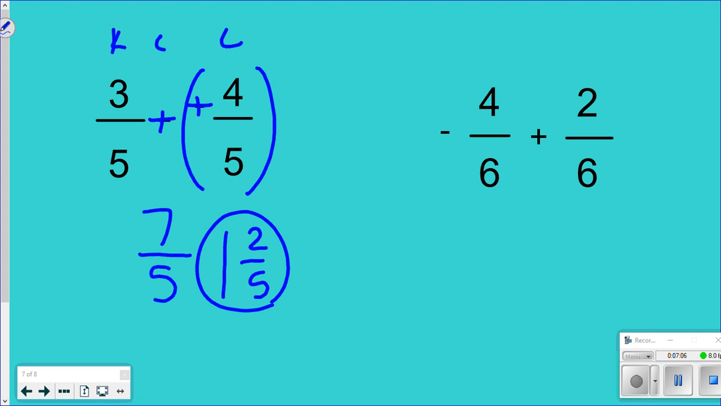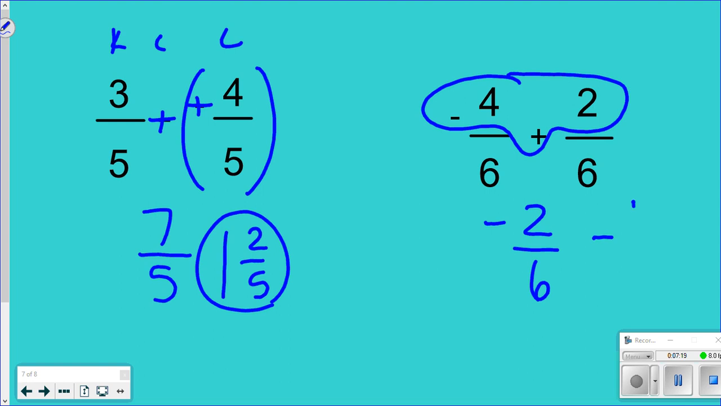This is not a keep, change, change because it doesn't have a subtraction in it. Remember, you have to have both things. So this one would look like 6, and then negative 4 plus negative 2 would be negative 6, and then reduced to 1 and a third, I guess I should say. So careful with the negatives.